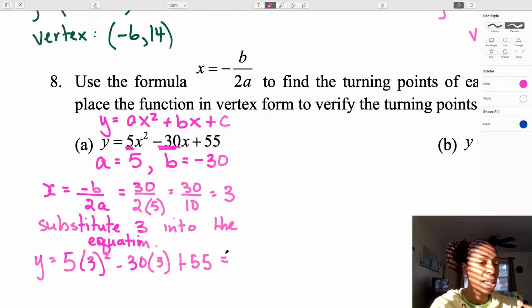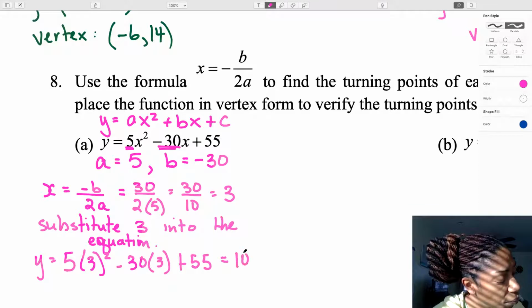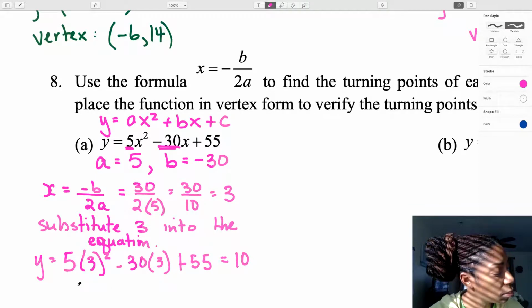I go to my calculator, and I'm just going to put that in piece by piece. 5 times 3 squared is 9, minus 30 times 3 plus 55. 10. So my turning point is 3, 10.